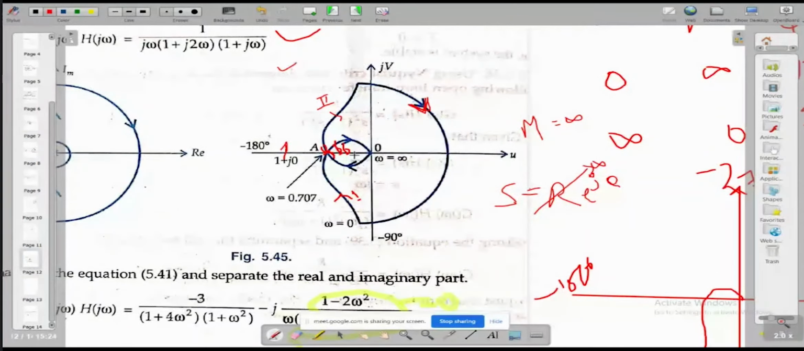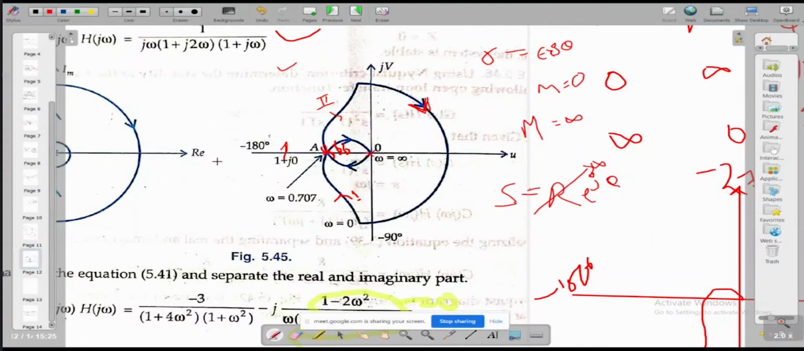And you won't get a small circle here, because you can put s equals small r equals epsilon e to the power j theta, and then find the magnitude for the small circle, and you will find that it is 0. Hence it will lie on the origin itself.